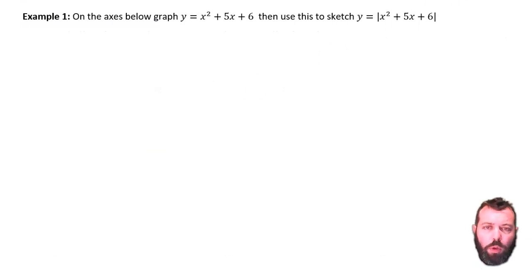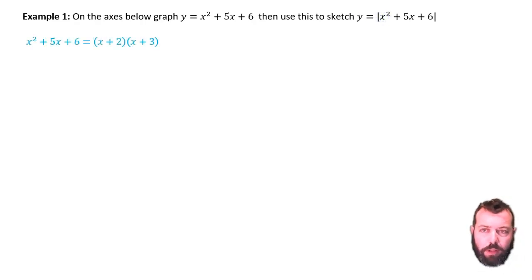So we want to graph the absolute value of x squared plus 5x plus 6. So this is the absolute value of the function, not the function of the absolute value. Now what that means is that my range, the outputs of this function, will always be positive. So it's all going to sit above the x-axis. Anything that might have sat below the x-axis instead gets reflected and flipped up.